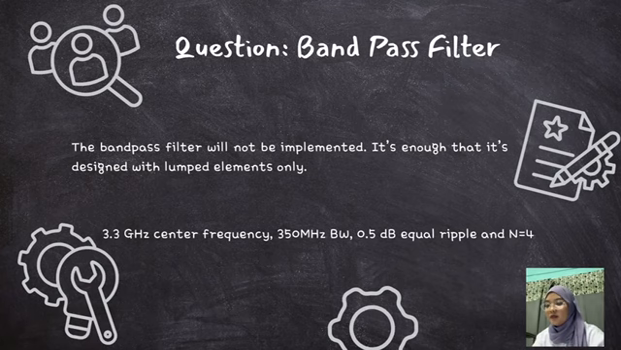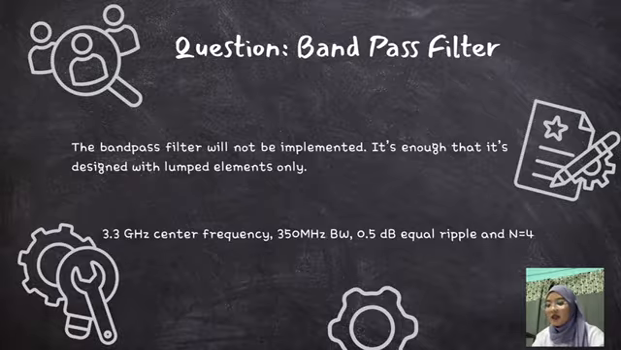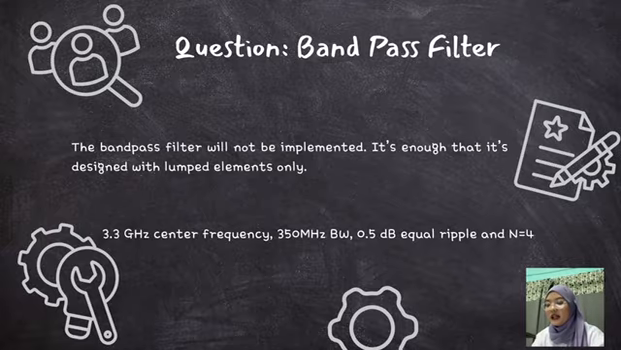For the next question, bandpass filter. The bandpass filter will not be implemented. It's enough that it's designed with lumped elements only. 3.3 GHz center frequency, 350 MHz bandwidth, 0.5 dB equal ripple, and n equal to 4.